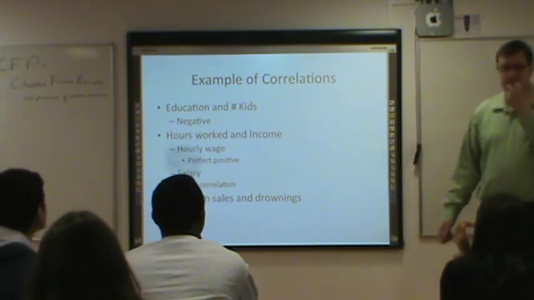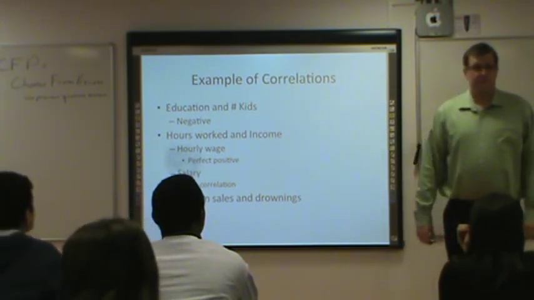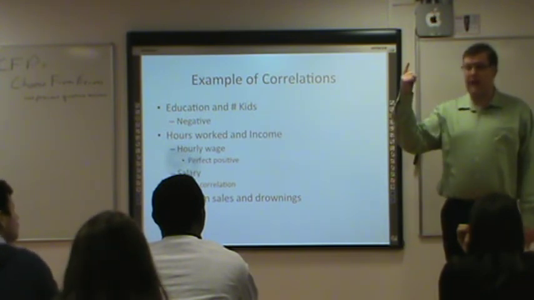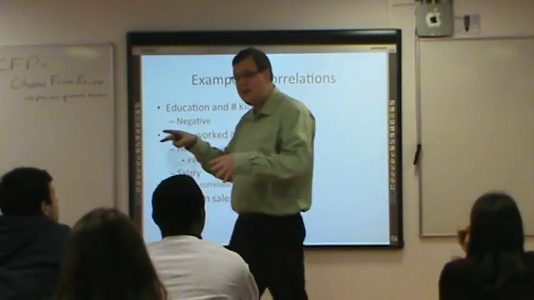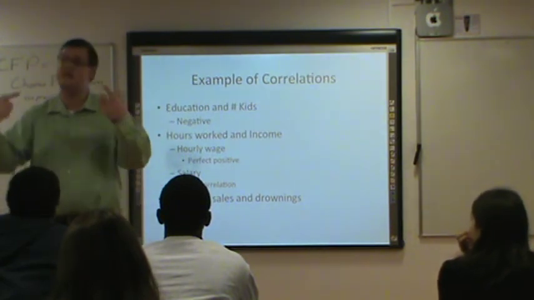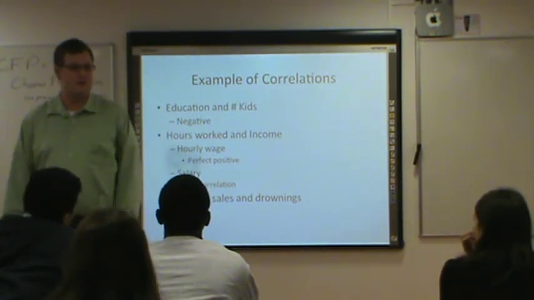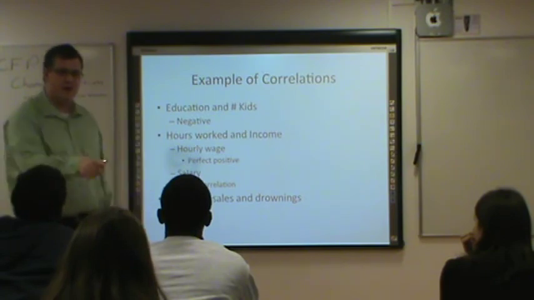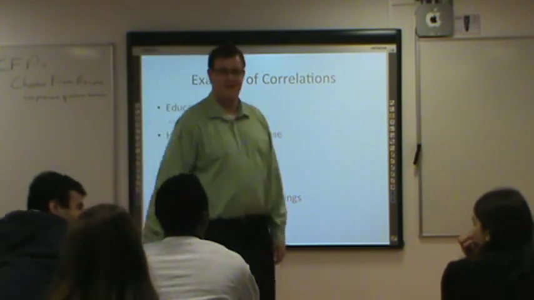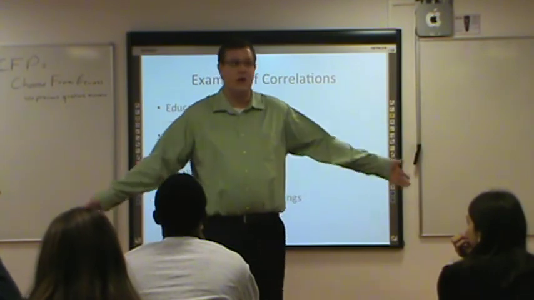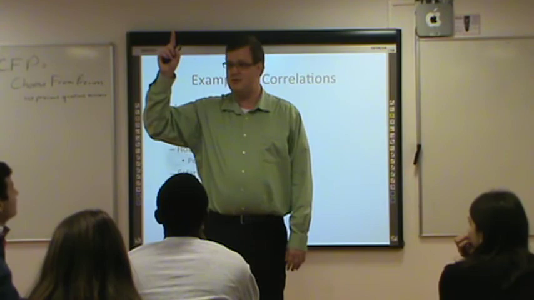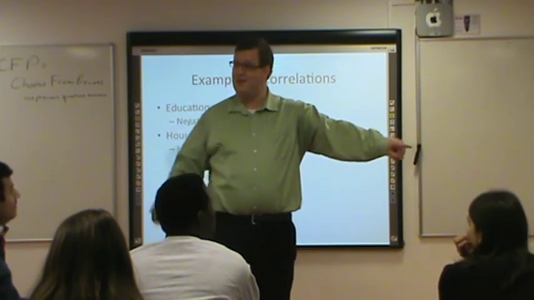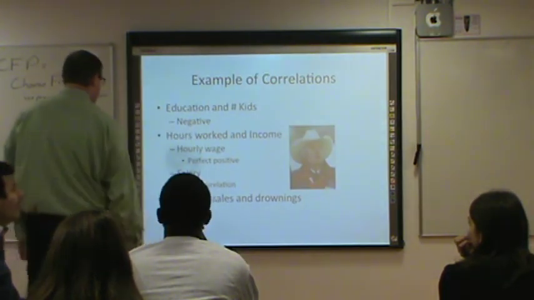Ice cream sales and drownings. As ice cream sales go up, what happens to the number of drownings? What's a drowning? Drownings are people who are swimming but don't swim very well, and they die because fluid gets in their lungs. There's no correlation? There is a correlation. What's the correlation? As people sell more ice cream, what happens to the number of drownings? It goes up. The number of drownings also goes up. That's exactly right. It's positive.